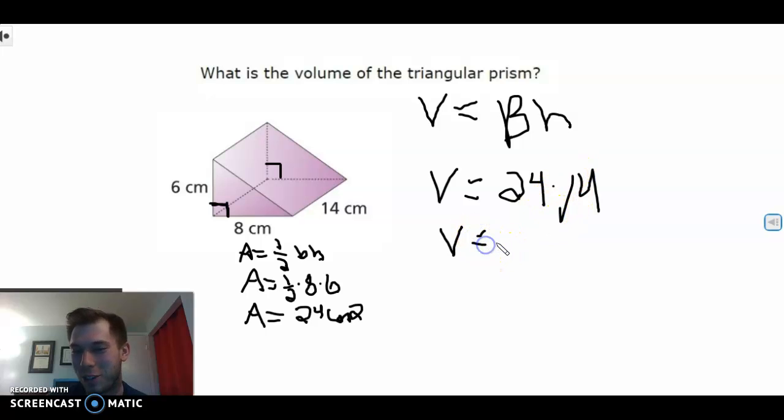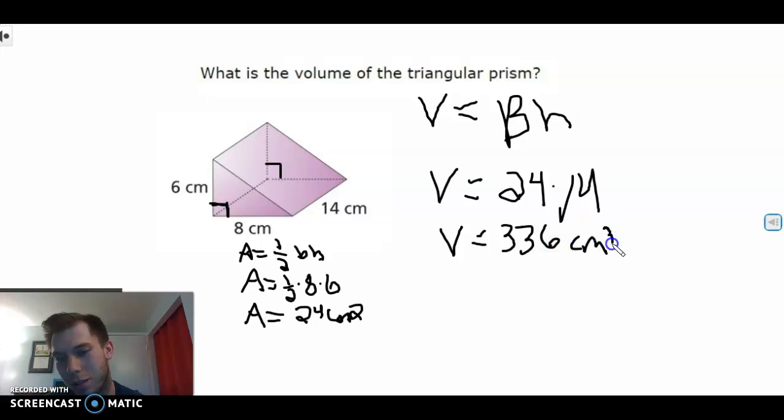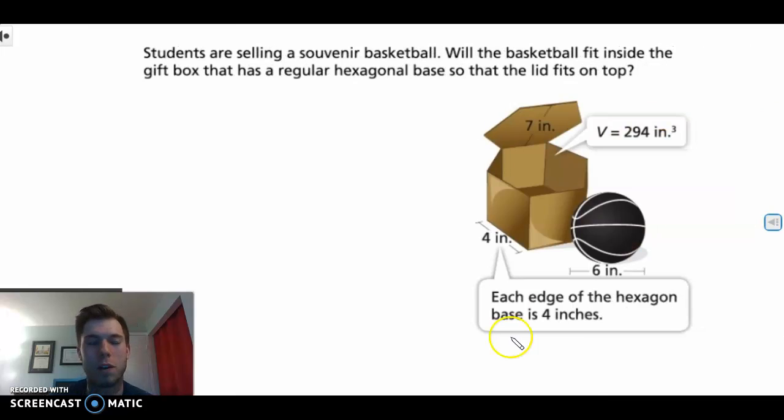All right, so volume will then equal 336 centimeters cubed, or cubic centimeters. The volume of this triangular prism is 336 cubic centimeters. Let's keep on moving on.